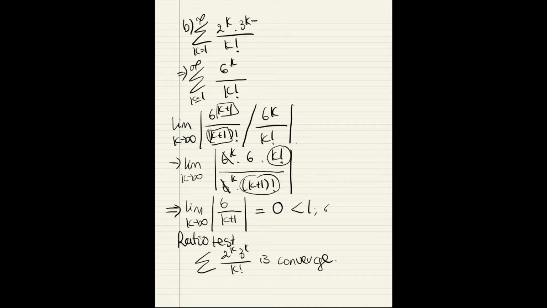Similarly, if there is a plus 1 over here, this one is just the series of 2k times 3k times 3 over k factorial. And then you just do the same steps, just with a times 3 over here, times 3, times 3. And then this one is times 3, so this one is 18, and still goes to 0.